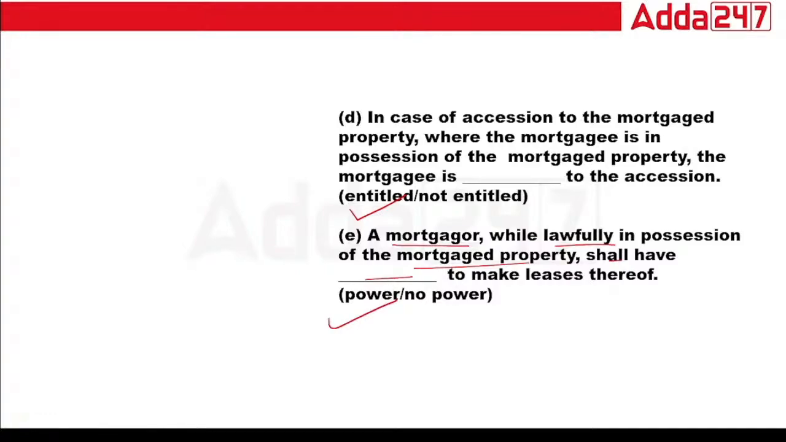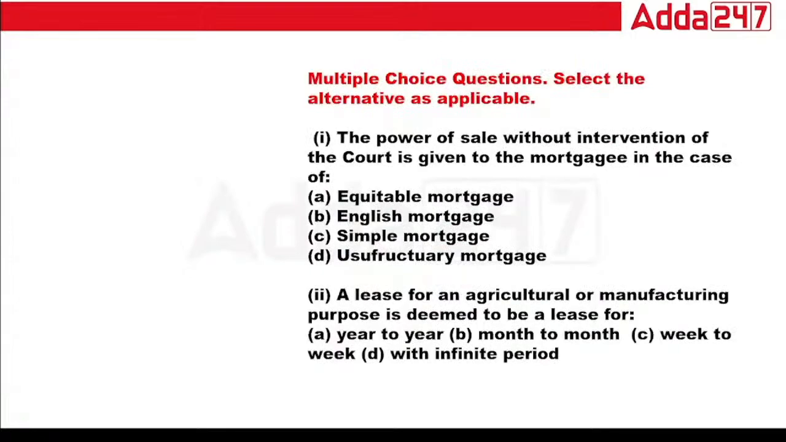Okay. The power of sale without intervention of the court is given to the mortgagee in the case of equitable, English, simple, or usufructuary mortgage? The power of sale without intervention of the court is given to the mortgagee in the case of English mortgage. Now, a lease for an agriculture or manufacturing purpose is deemed to be a lease for year to year, month to month, week to week, or an infinite period? Tell me, guys, the second one.